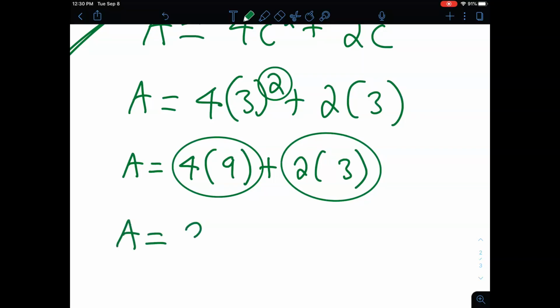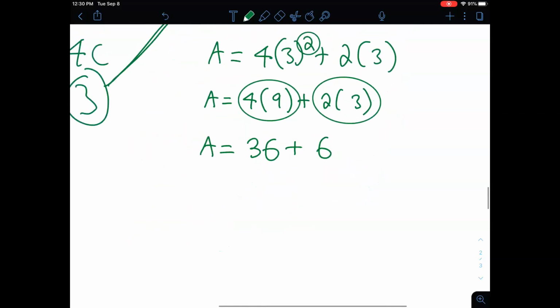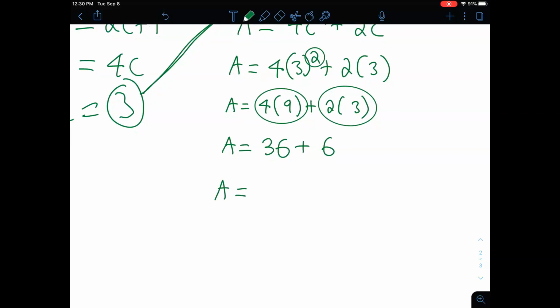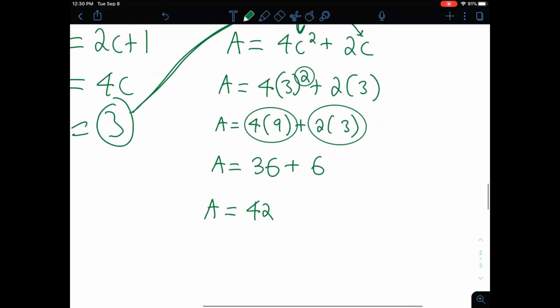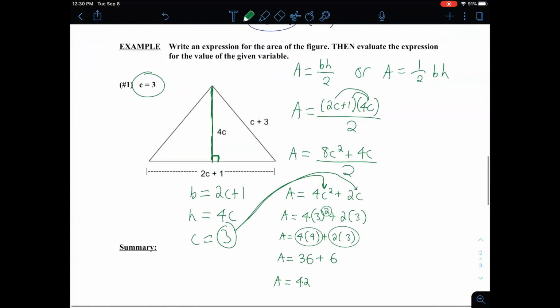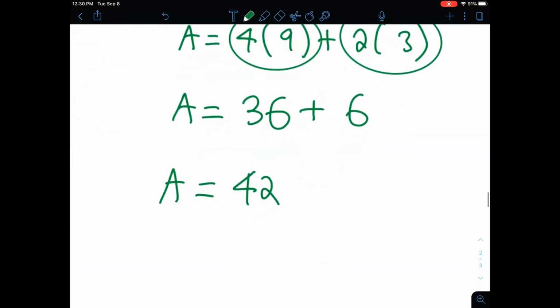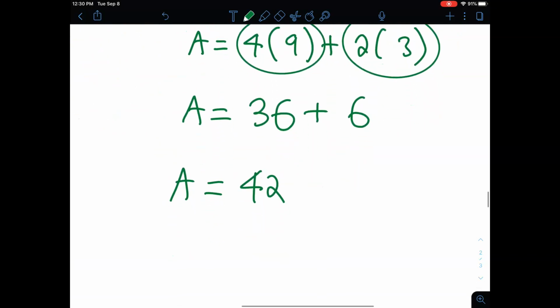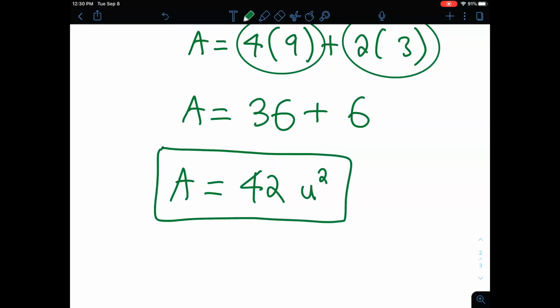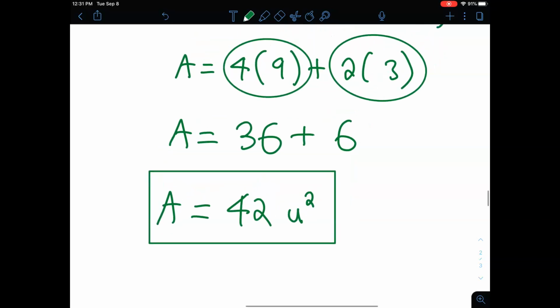So what is 4 times 9 going to be? That's going to be 36. And 2 times 3, which is 6. And what is 36 plus 6 going to be? 42. Now, do we have units? Did they give us units like meters or inches or whatever? So is it 42? Well, we don't have any units. We're going to just use the word units. Is it units or units squared if it's area? Just like it would be feet squared or meters squared, we're going to put square units or units squared here. And we always want to put some form of units down for these type of problems.